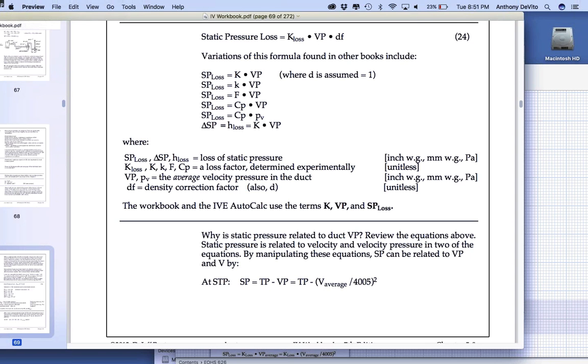And we're going to, same thing with an elbow. It's going to turn. The air's got to make a turn. The momentum, the energy you lose going forward, it's got to be turned around. You're going to lose energy. That's static pressure you're going to lose, really. From our perspective, that energy is static pressure.